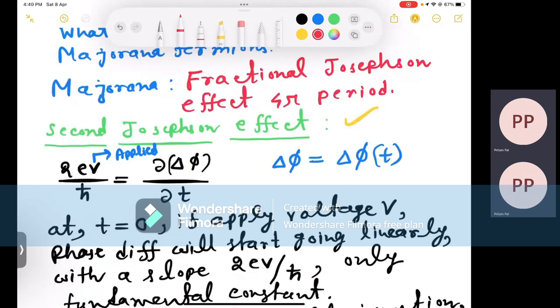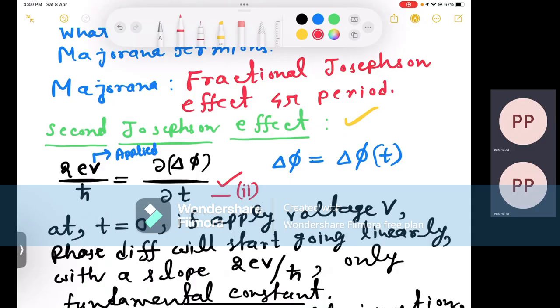So this is the equation that is here. It's called the second Josephson equation. You can see here is a time dependence, right? Exactly, that's what makes this equation different from the first Josephson equation.